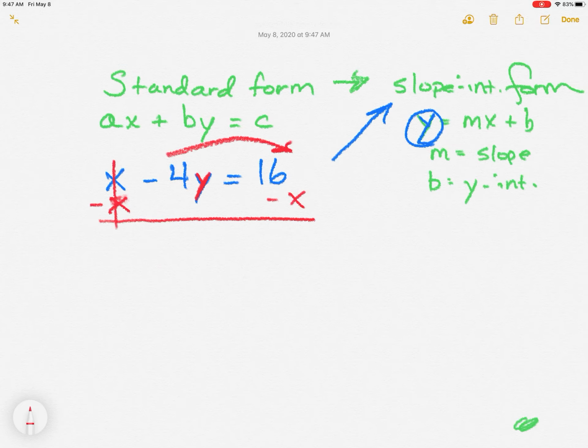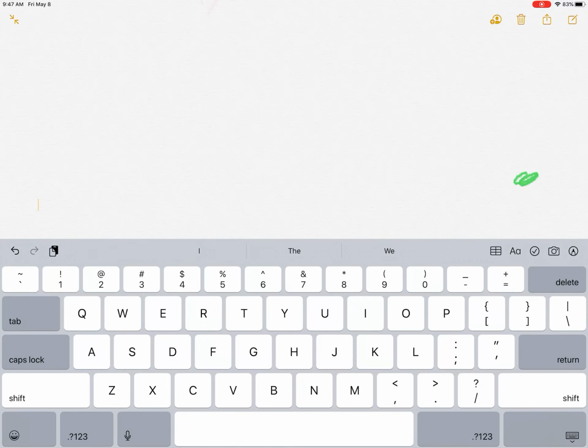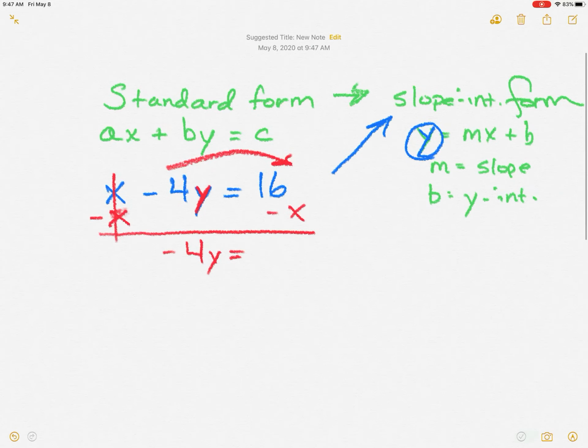All right, so when we subtract x, that goes away, and we bring down everything that we have left. So we still have negative 4y on that side, bring down our equal sign, and then we have 16, sorry about that. We have 16 minus x. I'm going to put the minus x first, and then I'm going to add the 16, just so that it's in my y equals mx plus b form.